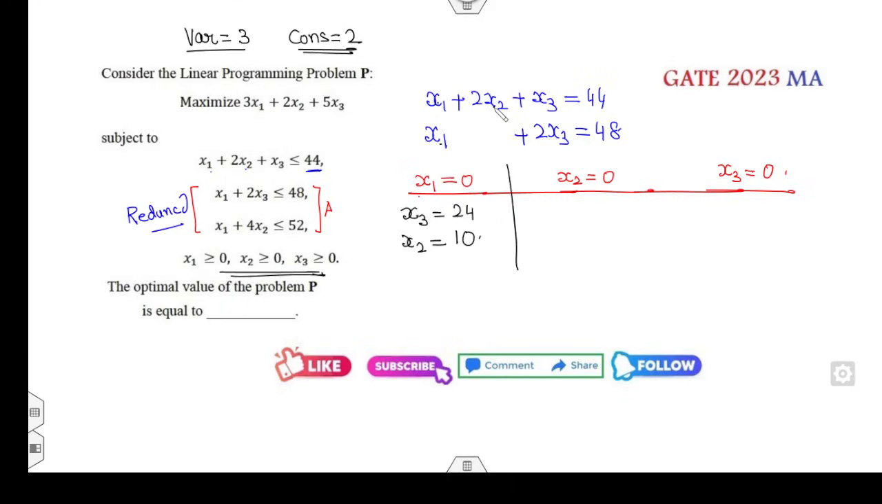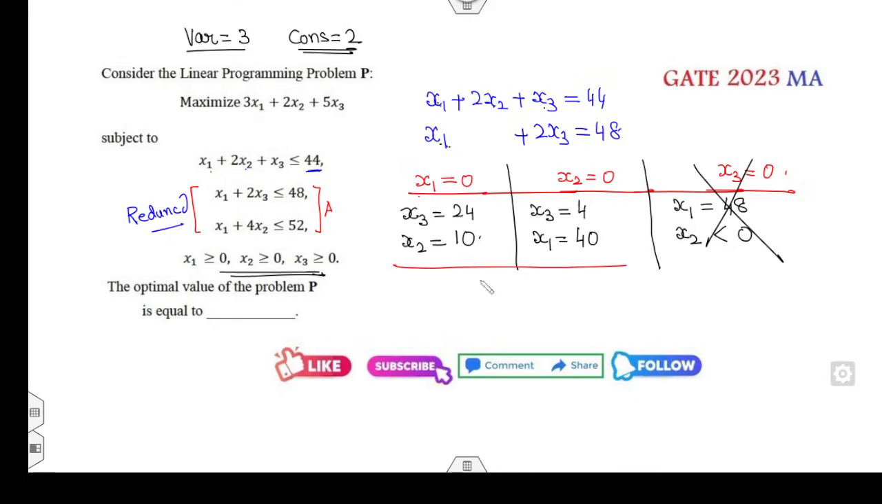If x2 is 0, fine. If x2 is 0, then you can subtract them. You will get x3 is 4. If x3 is 4, then x1 will be 40. Now look at that. When x3 is 0, x1 will be 48. Fine. If x1 is 48, then x2 will be negative. That means this case is not possible.